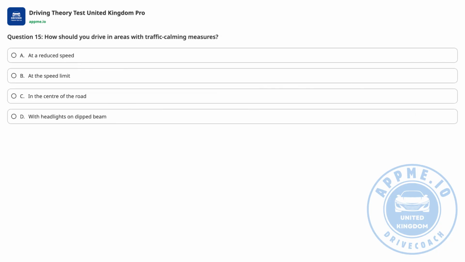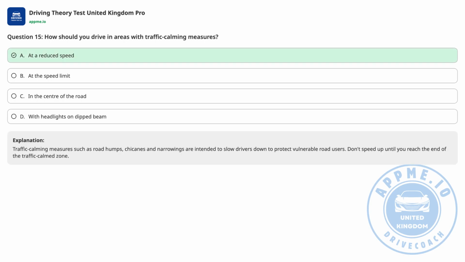Question 15. How should you drive in areas with traffic calming measures? A. At a reduced speed. B. At the speed limit. C. In the center of the road. D. With headlights on dipped beam. The correct answer is A.